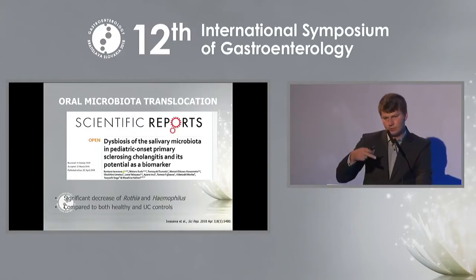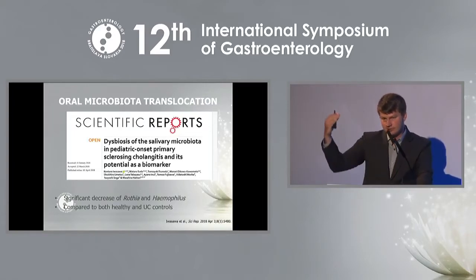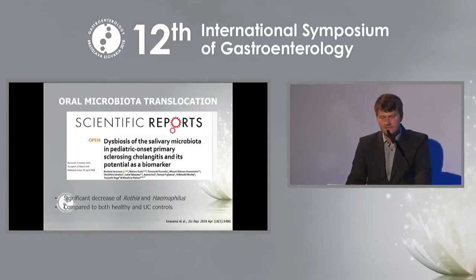So on one hand, we have a decrease of those genera in saliva, but on the other hand, it goes up in the gut. So we can conclude that in advanced liver disease, there is a translocation of oral microbiota to the gut, but we have to address why this is happening, because nobody knows this so far.